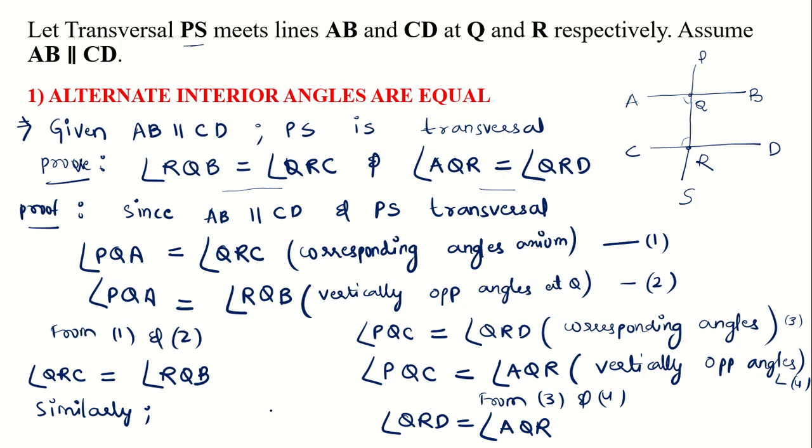Okay, hence we get that each pair of alternate interior angles are equal. Okay, we proved that each pair of alternate interior angles are equal. This is the theorem we follow to prove that each pair, this is your first pair, right, and this is your second pair, right? So each pair of your alternate angles are equal. This was your first theorem.